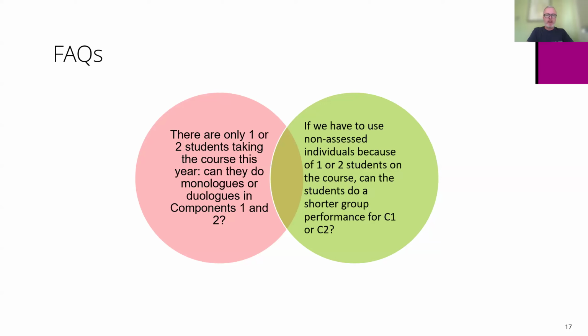For the moment, though, it's the case that it's 3, and in terms of the shorter group performances, at the moment, no, it would be the same. So if you're using a non-assessed individual, then they would still need to meet the same time and requirements. Moving forward with component 1, it will be shorter if they're doing a duologue. So more on that when we can. I'm giving away all the juicy news here, but you're the first to know.